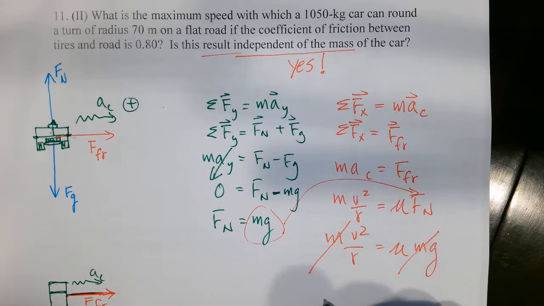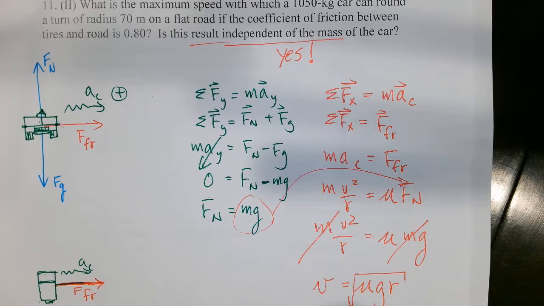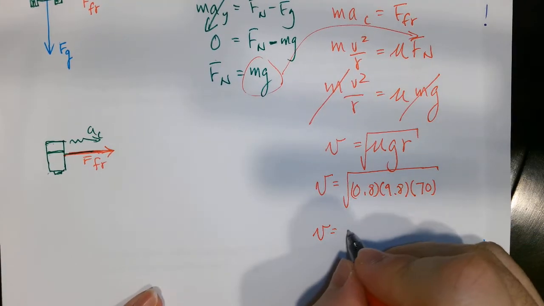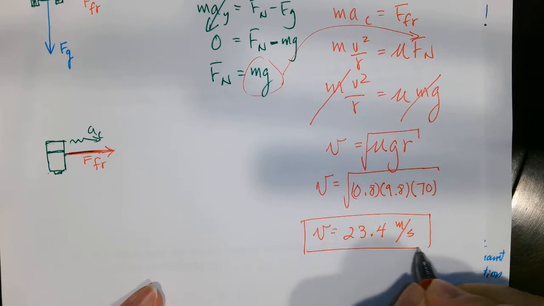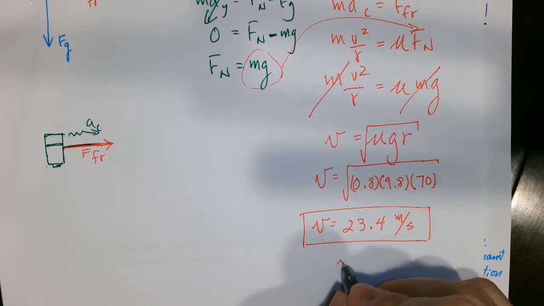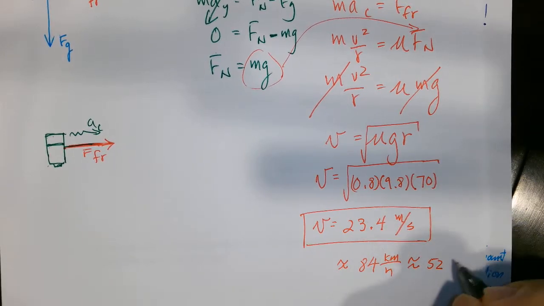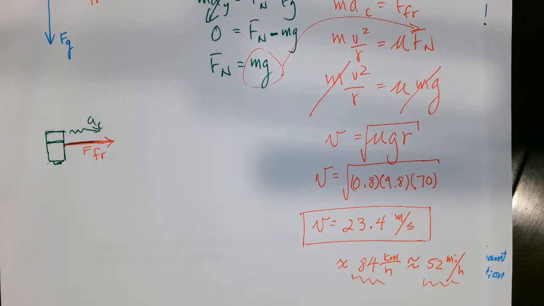So my v then is equal to the square root of mu times g times r. If you plug this in, the square root of 0.8 times 9.8 times 70, then my v is equal to something like 23.4 meters per second. And that's approximately 84 kilometers per hour, or around 52 miles per hour. Just to give you an idea what the speed should be.